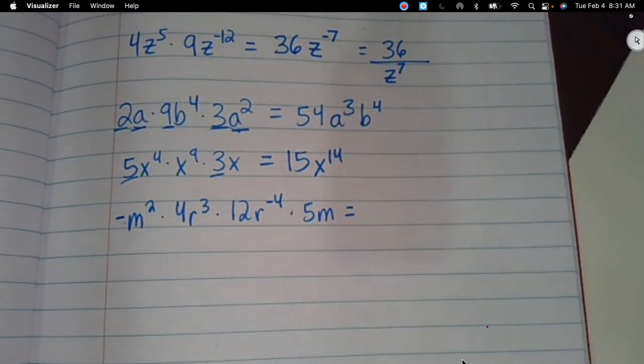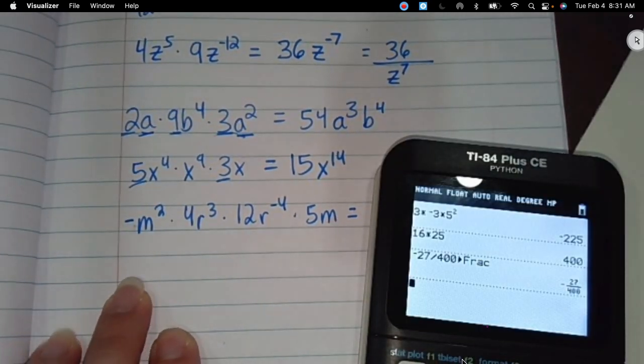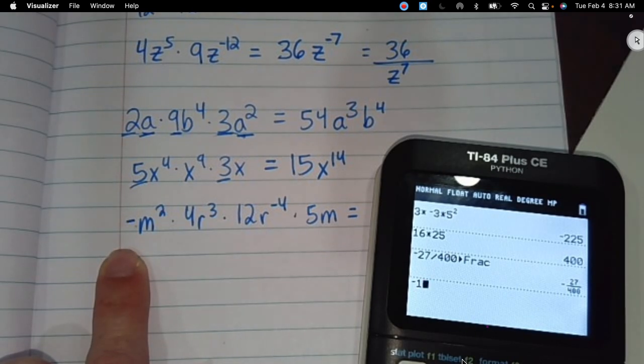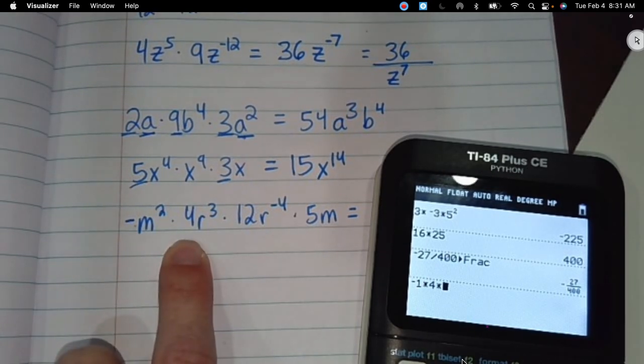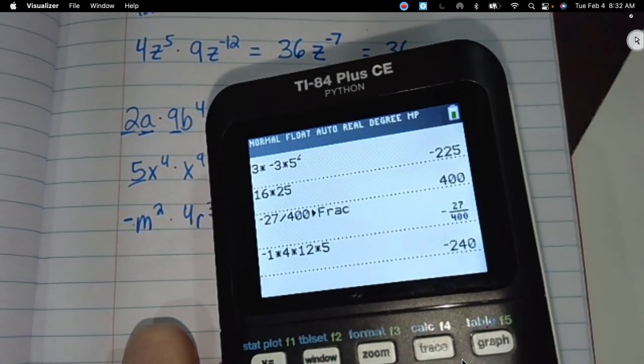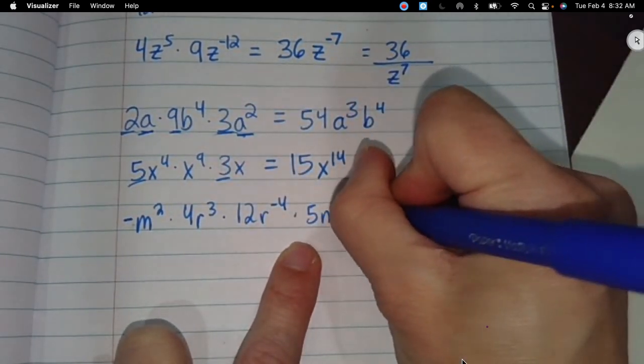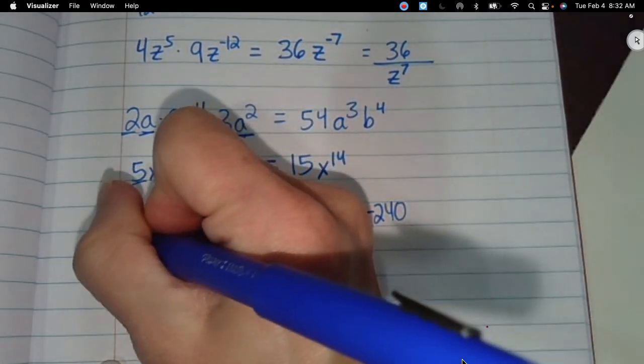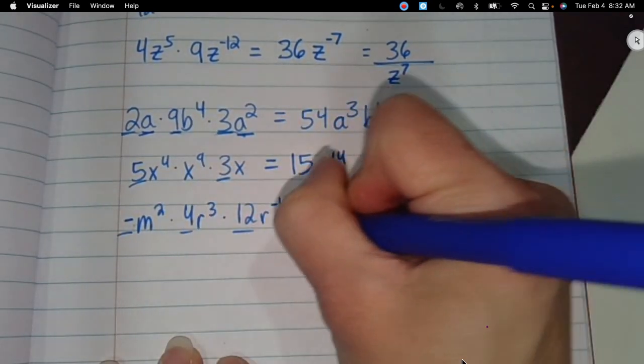So, hey, if you don't know what that is, just type that in your calculator. Look, let's go from the beginning. -1 times 4 times 12 times 5. That's lots of numbers on that one. So it's -240. I'll write that down. -240. So I've done that, and that.